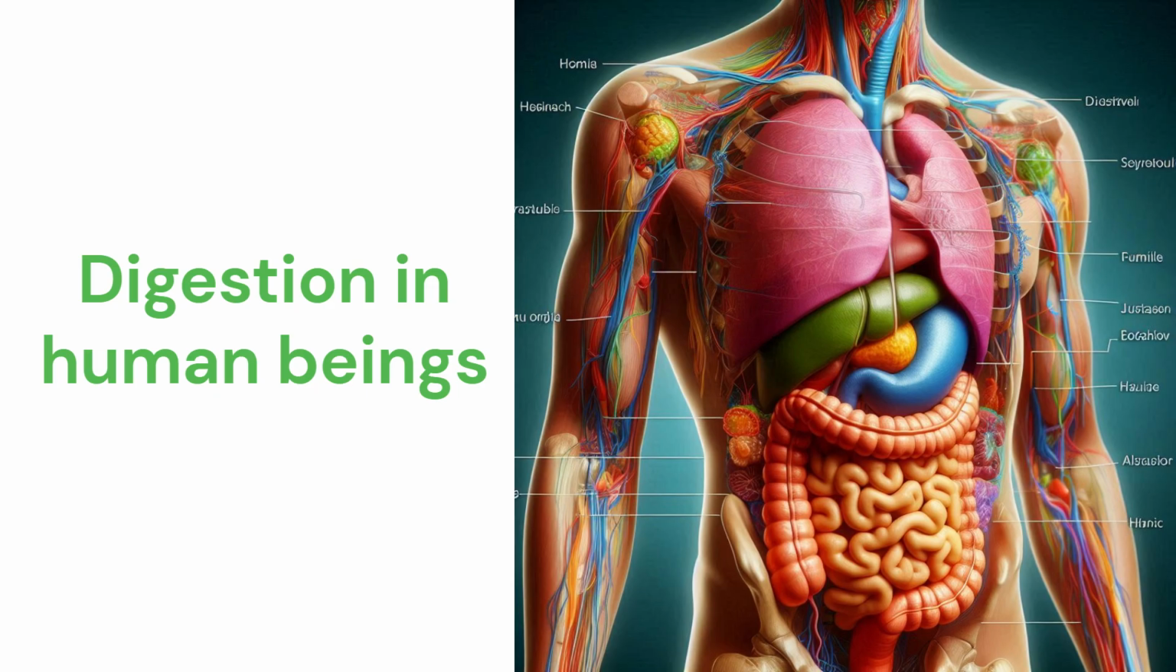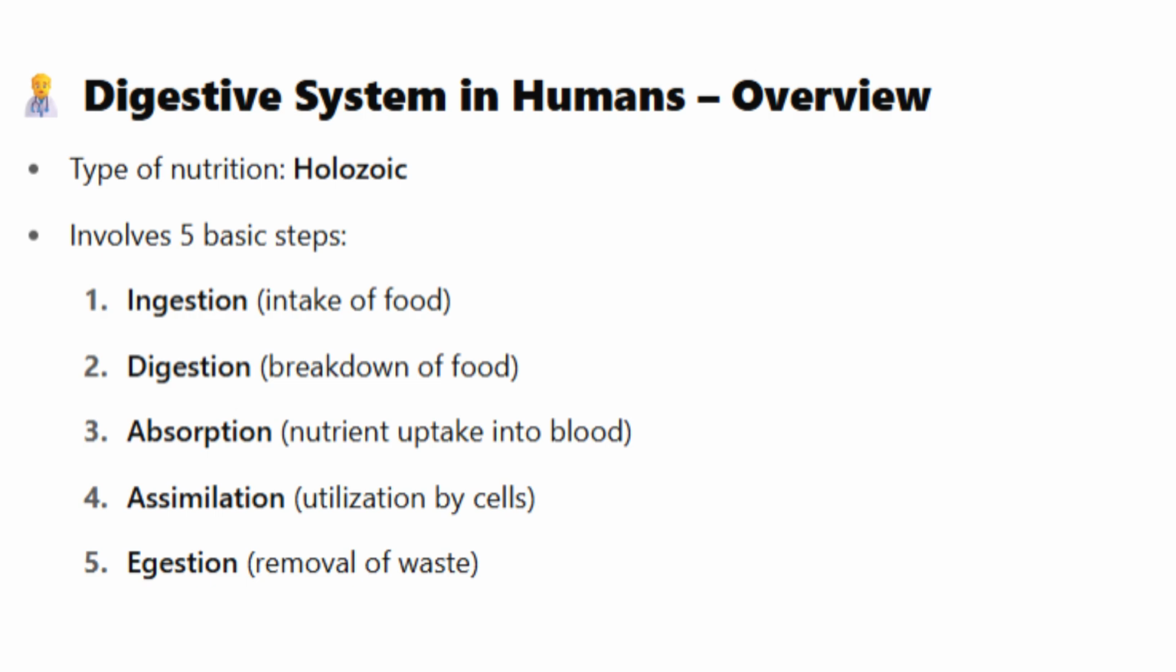Dear students, the next topic is the digestive system in human beings. Let's begin. Definition of digestion. Digestion is the process of breaking down complex food substances, like carbohydrates, proteins, and fats, into simpler, absorbable forms using mechanical and chemical means. Digestive system in humans.